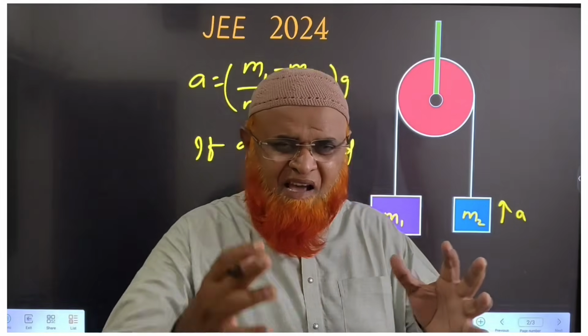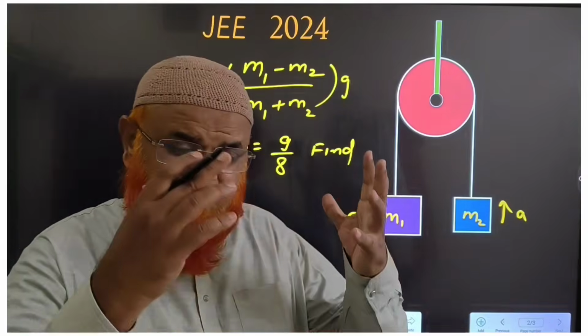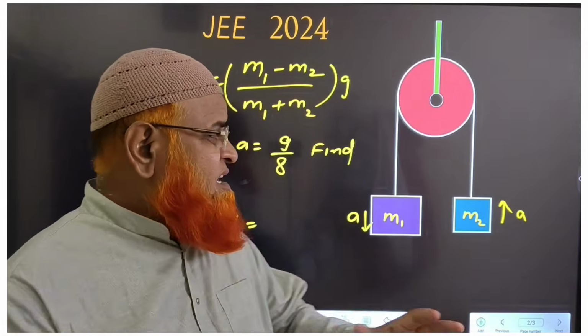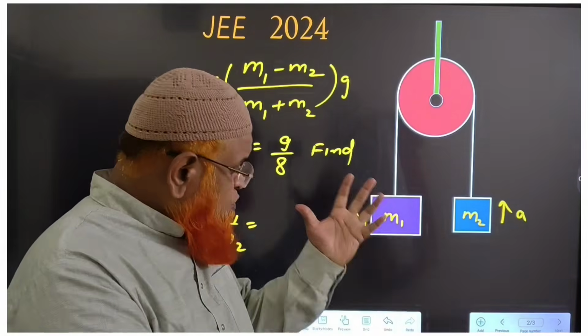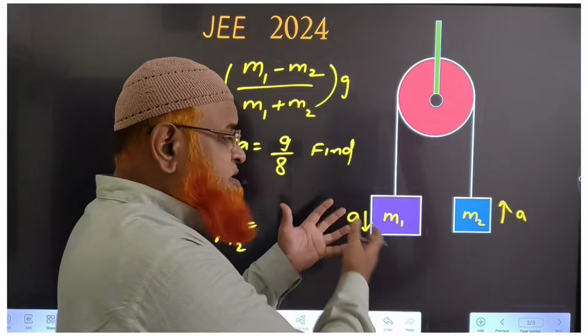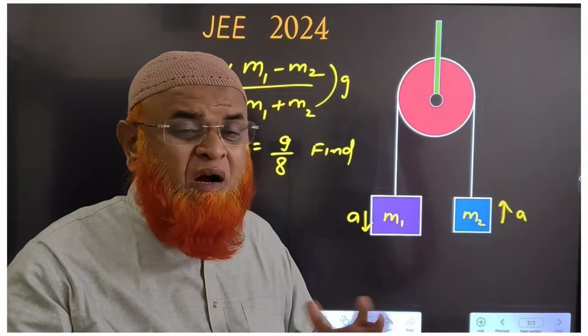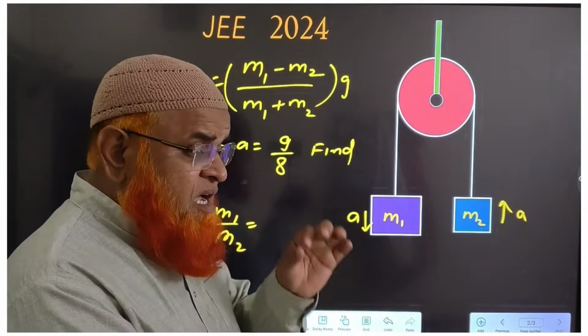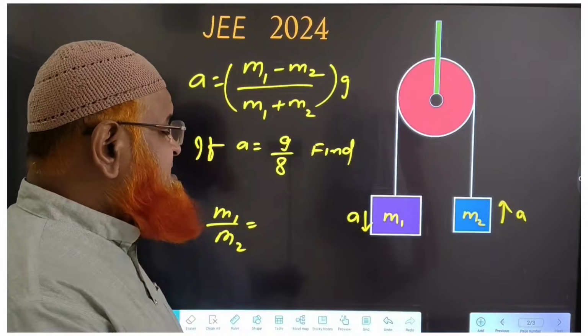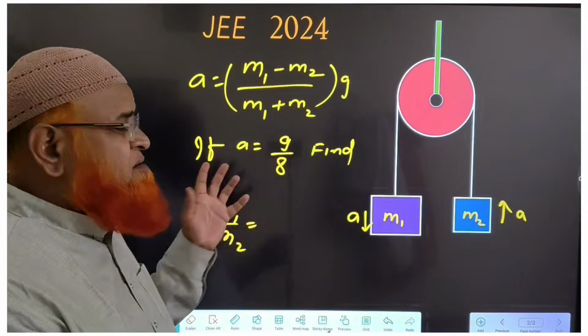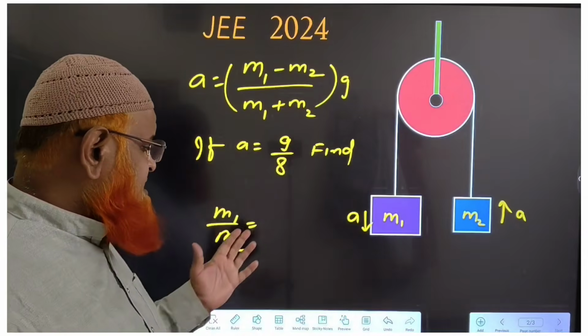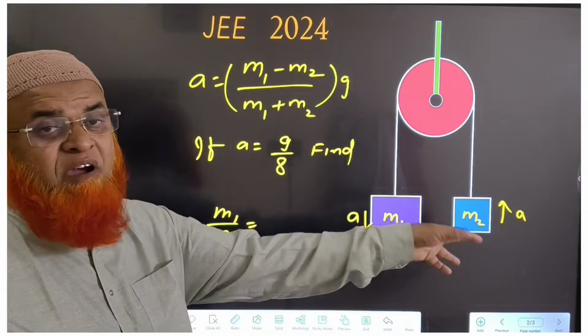Thank you. Well, my dear students, this is a previous year question of JEE Mains. In this question, he has given two masses and one is dominating. The larger mass is coming down, and the smaller mass is moving upwards with the same acceleration. He has given that the acceleration of the two bodies is g by 8. Find the ratio of the masses, larger by smaller.